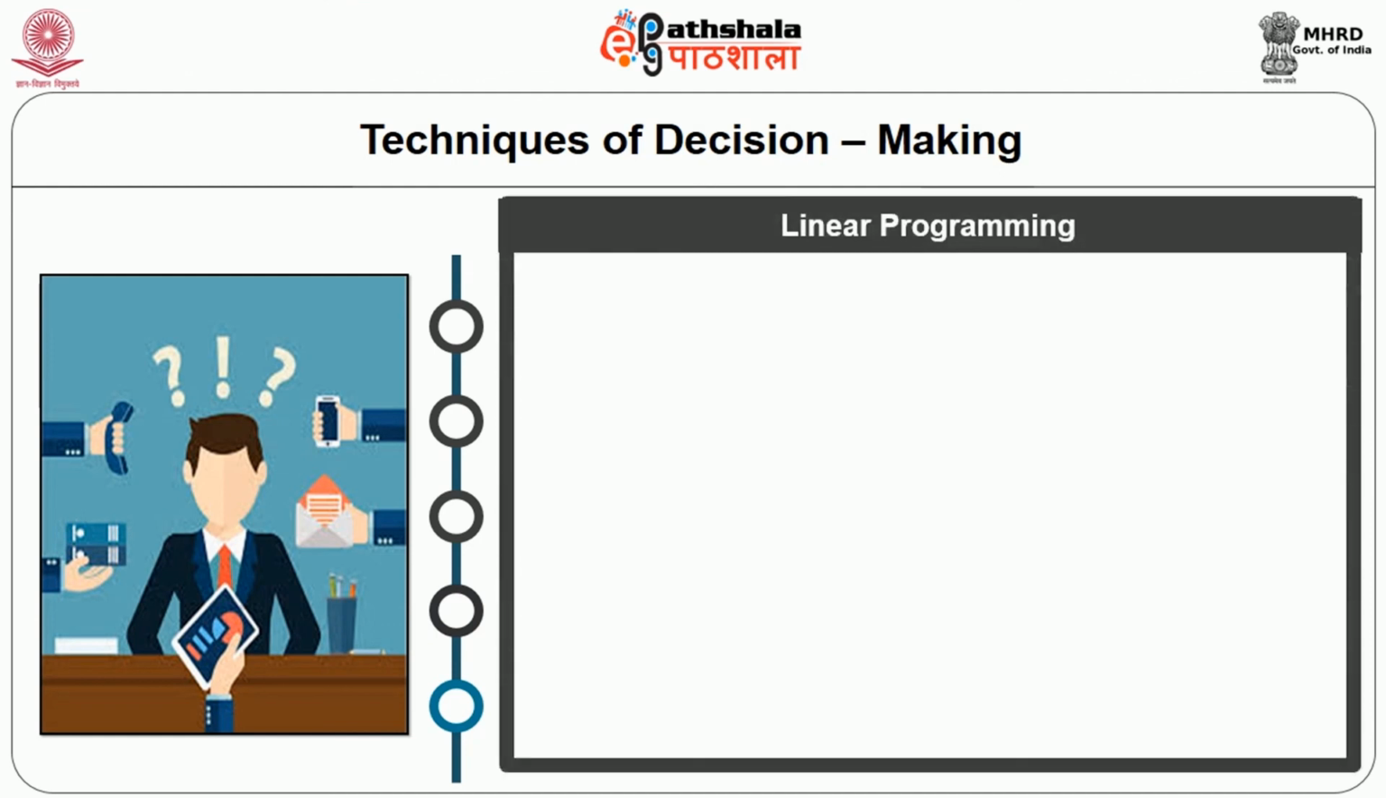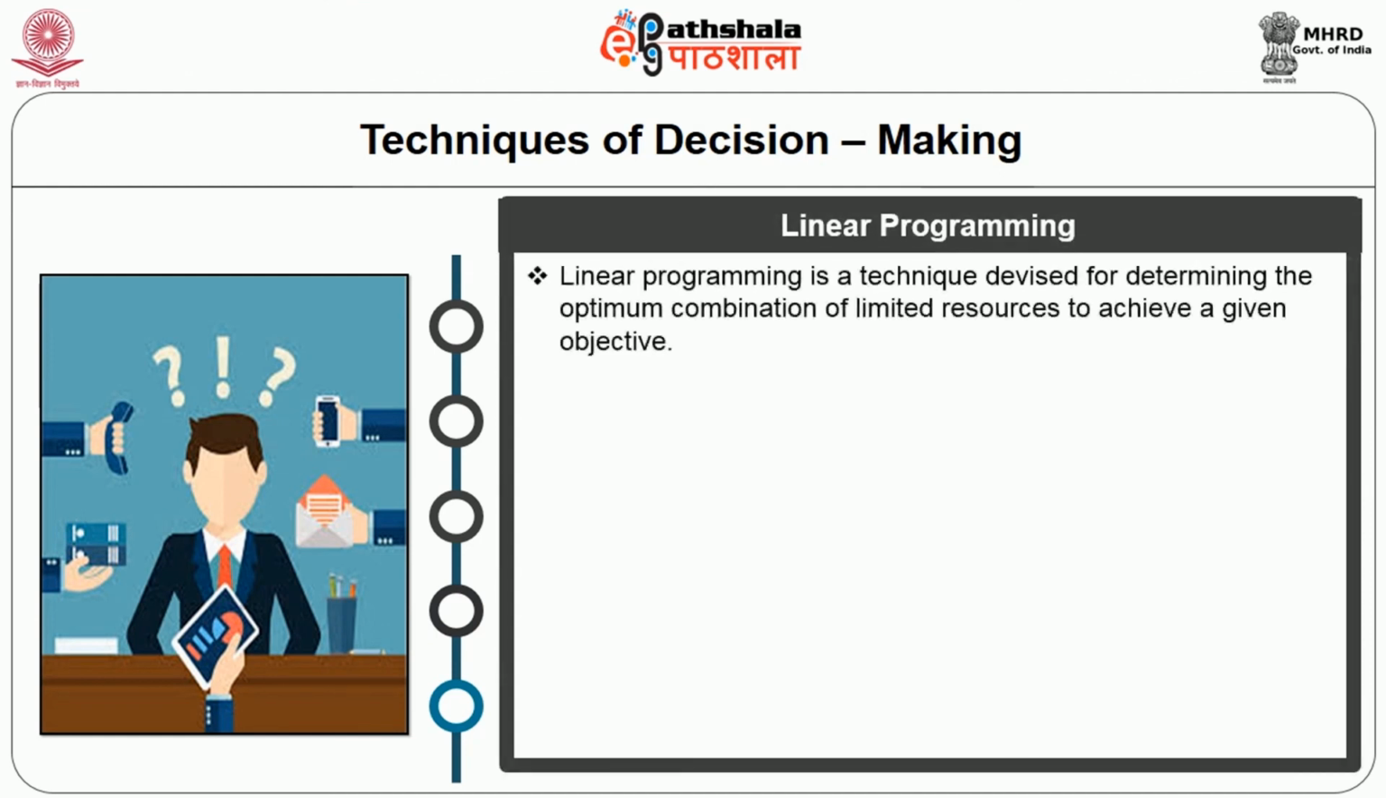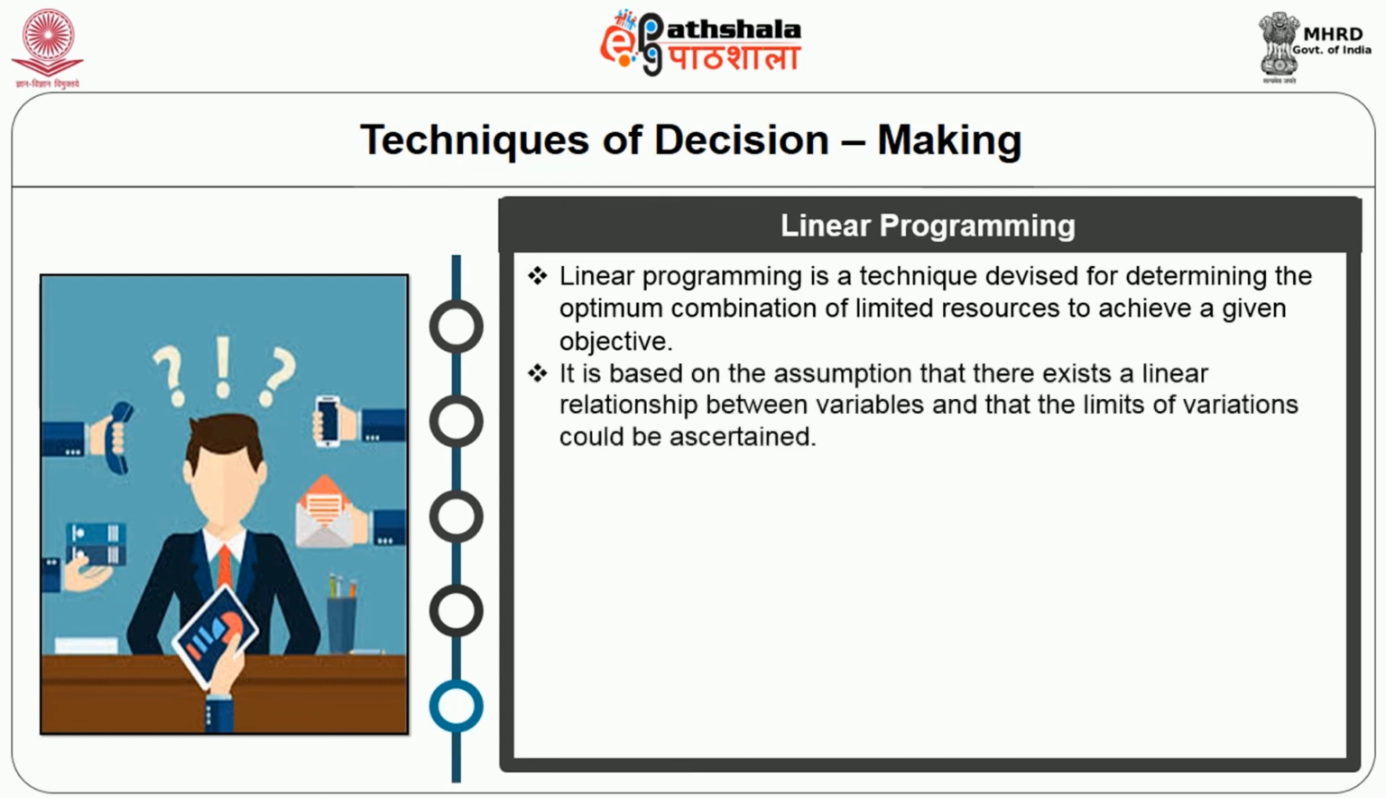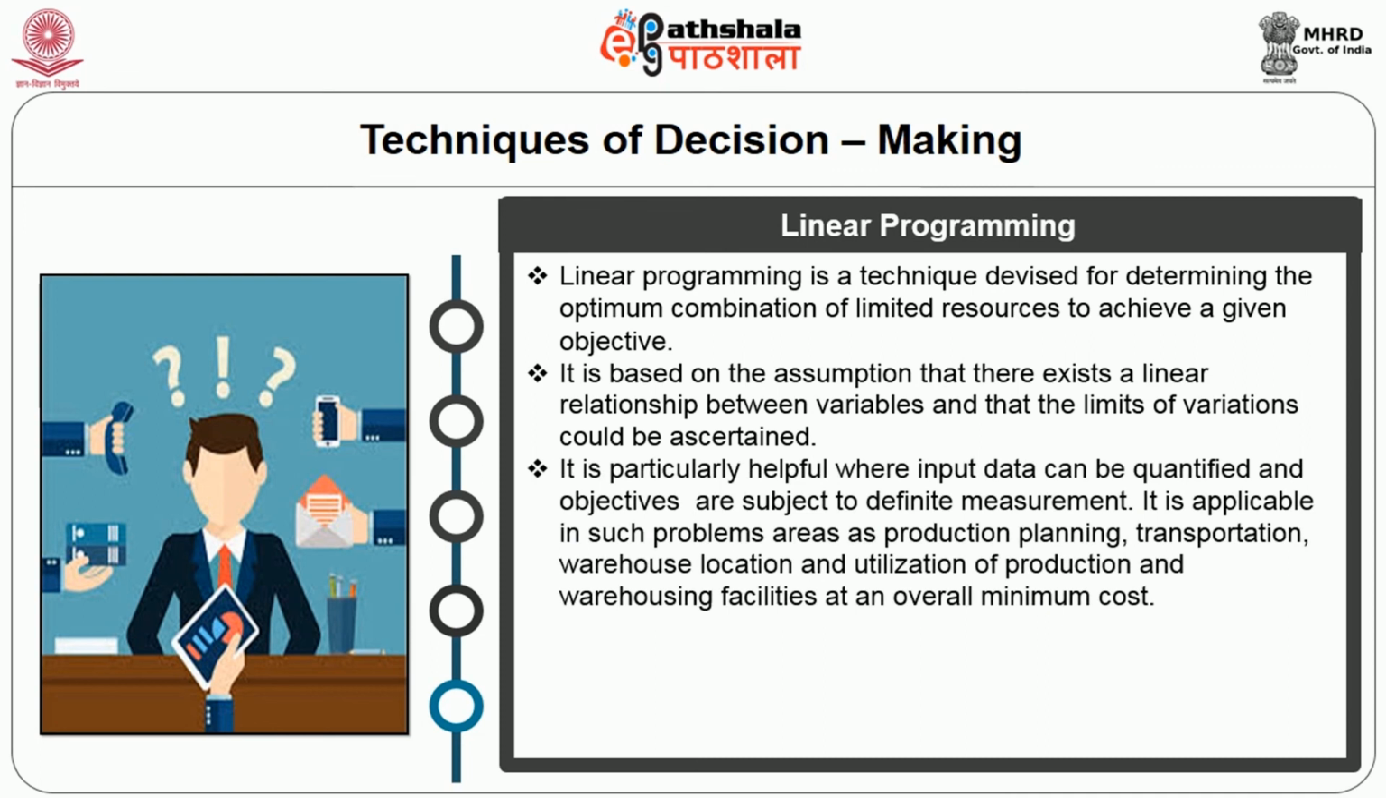Next to operation research is linear programming. Linear programming is a technique devised for determining the optimum combination of limited resources to achieve a given objective. It is based on the assumption that there exists a linear relationship between the variables and that the limits of the variations could be ascertained. It is primarily helpful where input data can be quantified and objectives are subject to definite measurement. It is applicable in such problem areas as production, planning, transportation, warehouse location, and utilization of production and warehousing facilities at an overall minimum cost.